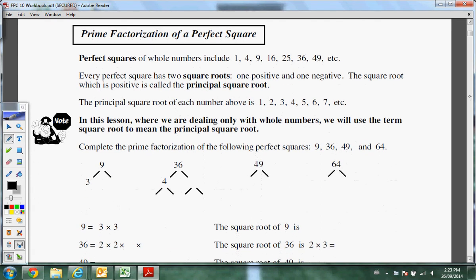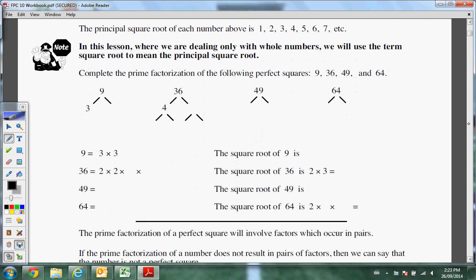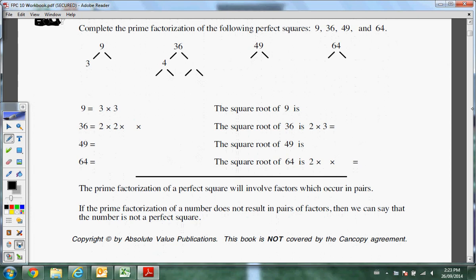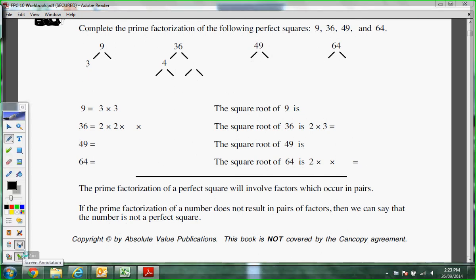Okay, so prime factorization of a perfect square. So when you prime factorize a perfect square, what do you think is going to happen? When you're prime factoring a perfect square, what are you going to have at the bottom? Yeah, you're going to have pairs of the same number. So for example, this obviously is going to be 3 times 3. Well, this is 9 times 4, which gives you a 2 and a 2, a 3 and a 3. See how you have 2 pairs? Okay, that's how you're going to do prime factorization for perfect squares.